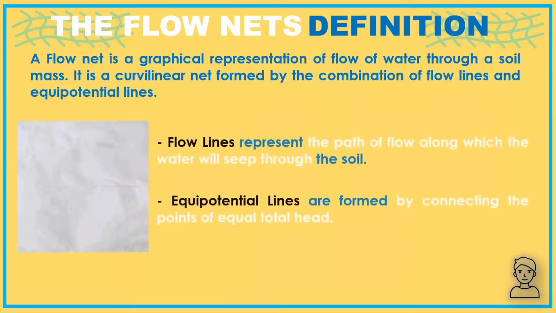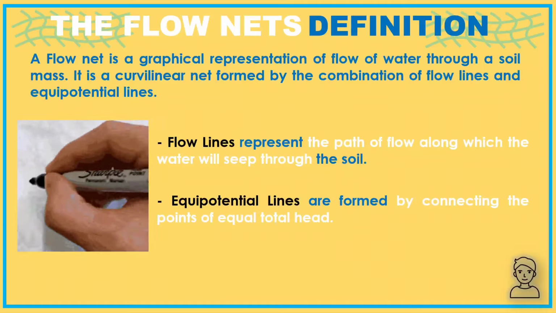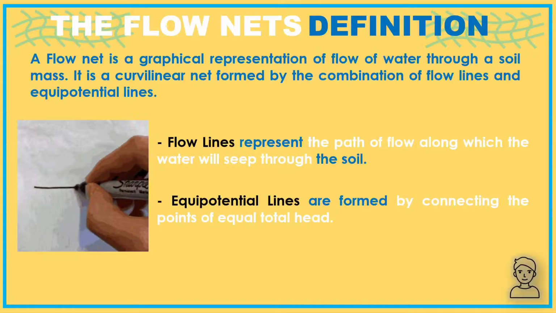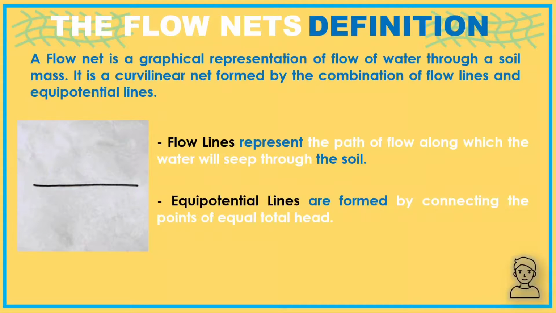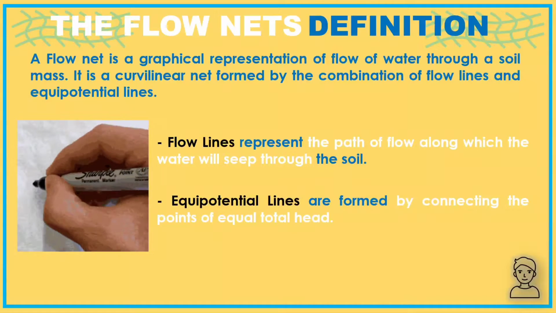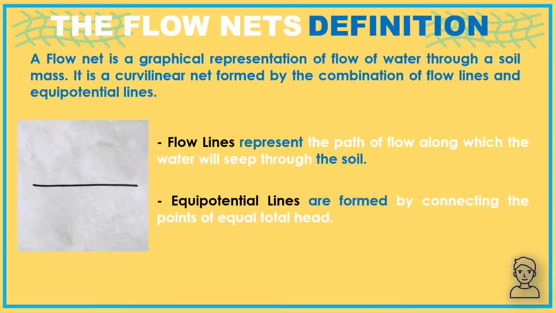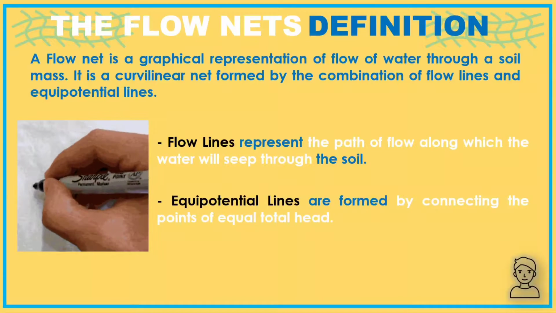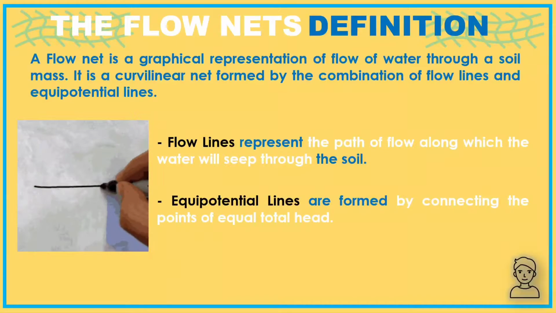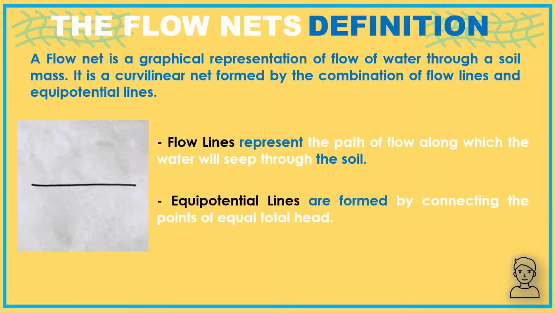So, flow lines represent the path of flow along which the water will seep through the soil. So as the water seeps underground, yung line that represents the path is called a flow line. Equipotential lines are formed by connecting the points of equal total head, wherein ang EL or ang equipotential line ay ang line that constitutes the points ng mga equal total heads.